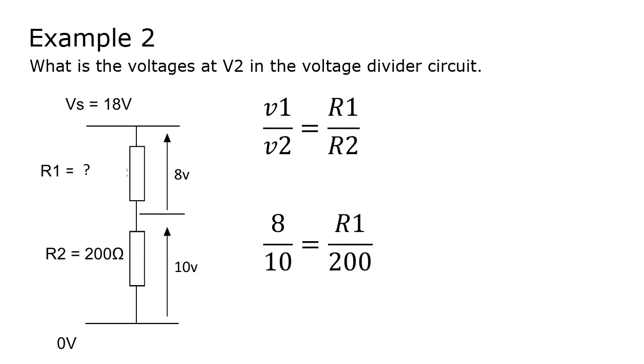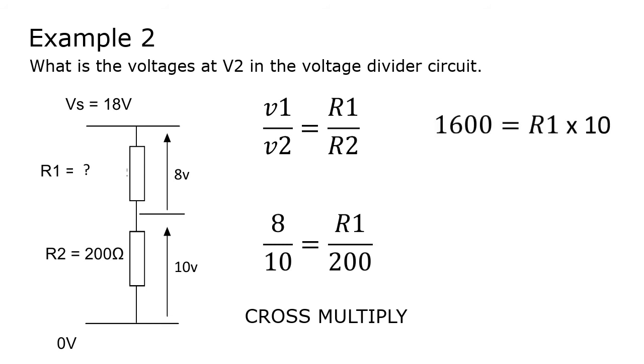So the voltage is 8 divided by 10 there for V1 over V2. Don't know R1, but it's divided by 200. Now you could just work them out as it is, but what I tend to do is cross multiply. So this time it will be 8 times 200 is equal to 10 times R1. So 8 times 200 is 1600, equal to R1 times 10. And then what we can do here is bring the 10 back across. So 1600 divided by 10 is 160 ohms.